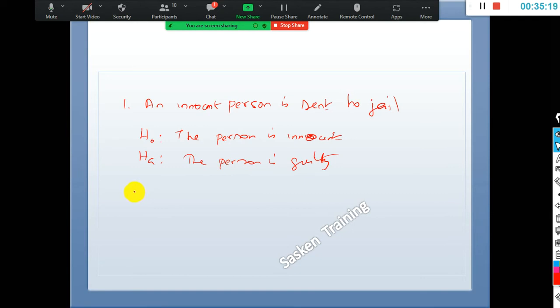So what is the actual result here? The person is actually innocent, but is sent to jail. So though the person is innocent and has been sent to jail, from the statistics point of view, the null hypothesis is actually true, but they accepted the alternative hypothesis by rejecting it. So they falsely rejected the true null hypothesis.